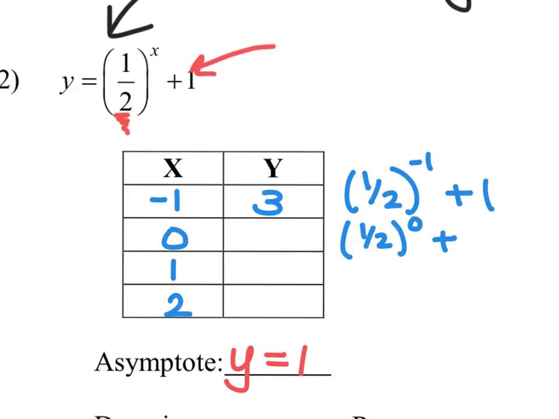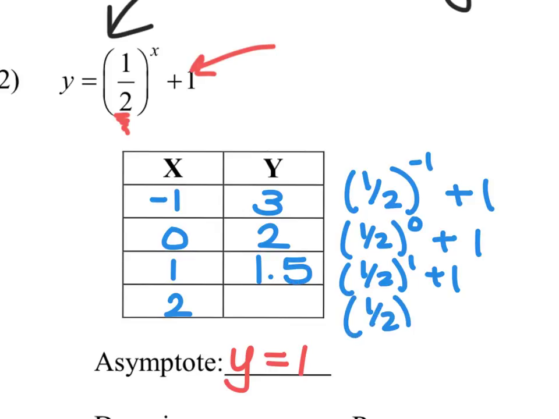Doesn't matter if you have a graphing calculator. Just do 0.5 to the 0 plus 1. That's 1 plus 1, that's 2. Next one, 1/2 to the first, plus 1. It's going to be 1.5. And finally, 1/2 to the second, plus 1. Put that into your calculator. That's going to be 1.25.